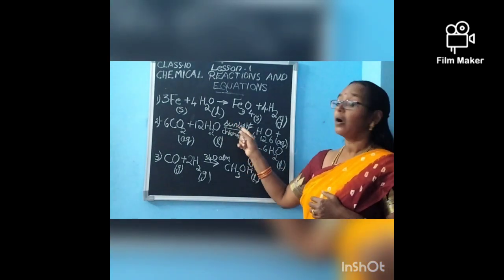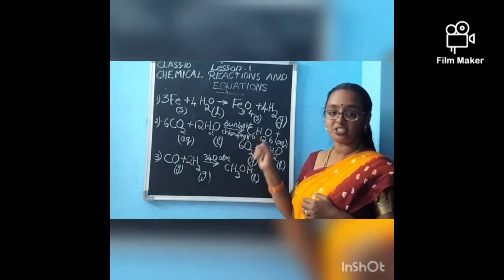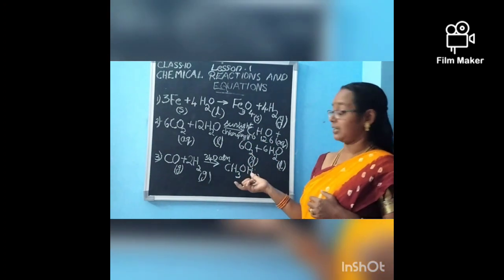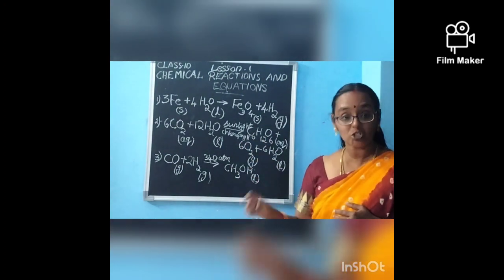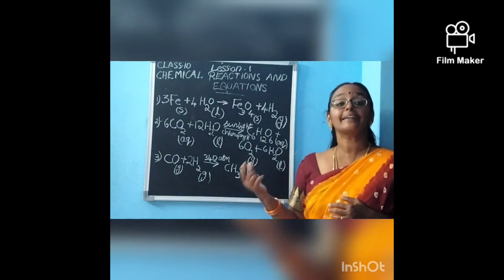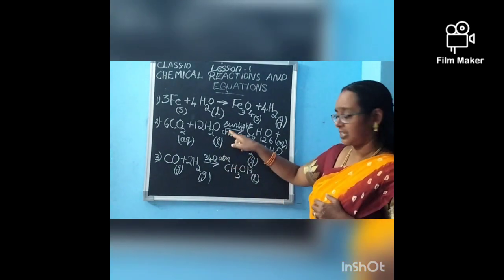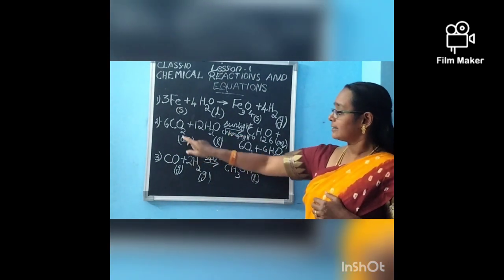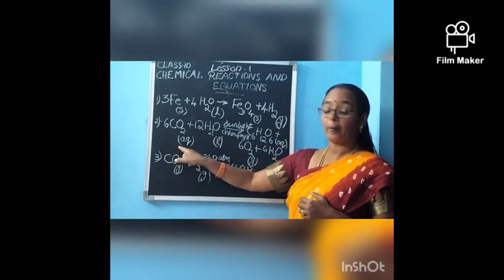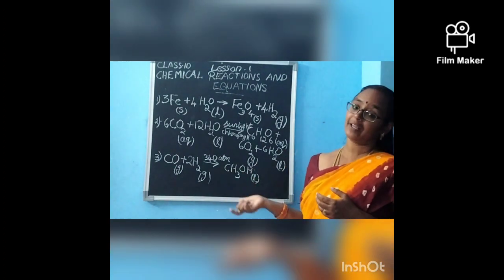And moreover, we can see what changes or conditions have been added: the temperature, sunlight, because sunlight gives you heat, right? Whether we have applied temperature or pressure, or whether there is any catalyst which can increase the reaction rate. All these are mentioned on the arrow mark, and the reactants and products are also mentioned, whether they are in solution in water, or in solid, liquid or gaseous form.